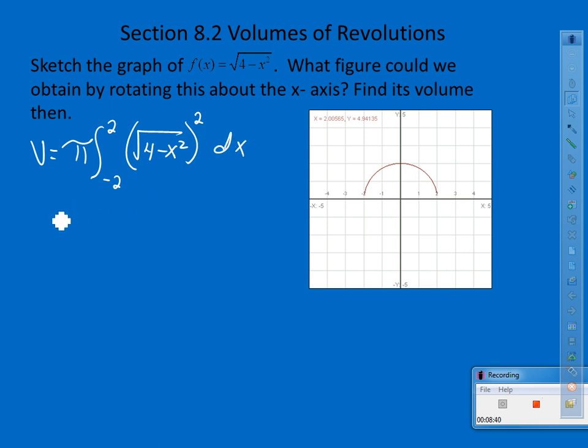Well, let me simplify this then. I'm going to have pi times the antiderivative from -2 to 2 of 4 minus x squared. The square root and the squared cancel each other out. Let me find this antiderivative then. So I've got pi times.